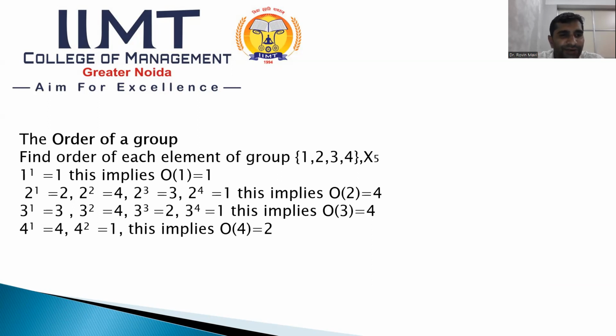3 to the power 1 is equal to 3. 3 to the power 2 is equal to 9, divided by 5 remainder 4. 3 to the power 3 is equal to 27, which under multiplication modulo 5 gives remainder 2. 3 to the power 4 is equal to 81, divided by 5 remainder 1. Order of 3 is equal to 4. 4 to the power 1 is equal to 4. 4 to the power 2 is equal to 16, 16 divided by 5 remainder 1. Order of 4 is equal to 2.